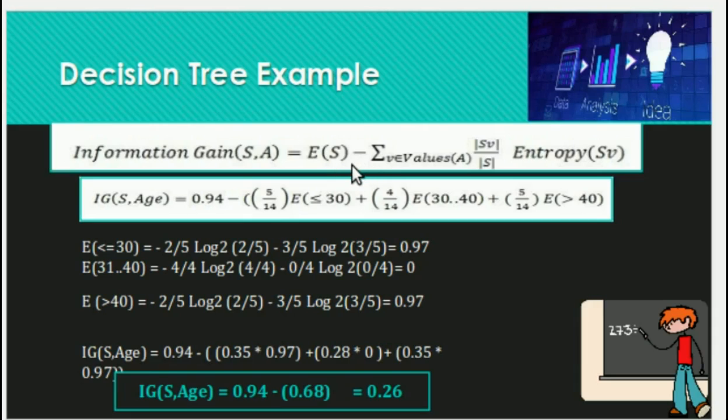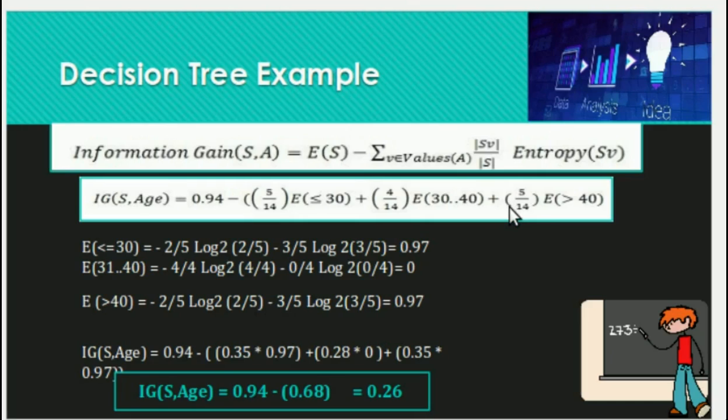Here, E(S) is the entropy of set S before splitting, and S_v is the subset created after splitting S by attribute A, such that S is split into the subsets S_v, where small v is an element of V. Here V is the set of all possible values for attribute A. S_v is the subset of S for which attribute A has value v. |S_v| is the number of elements in S_v and |S| is the number of elements in S.